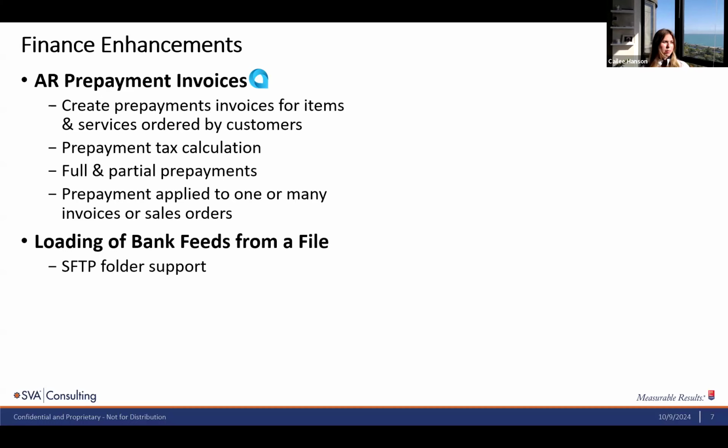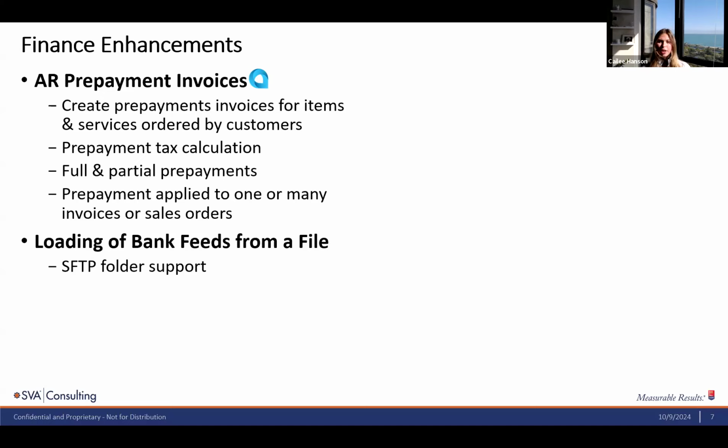And then the next is on the bank feed side. There's a couple of different enhancements here. One of the main ones being there's now the ability to load bank feeds from a file. So within Acumatica today, there's two main methods for that bank reconciliation process. The first is the manual import of bank transactions through the import bank transaction screen, or leveraging bank feeds that use Plaid or MX to directly connect to your bank to automatically pull in for bank reconciliation.